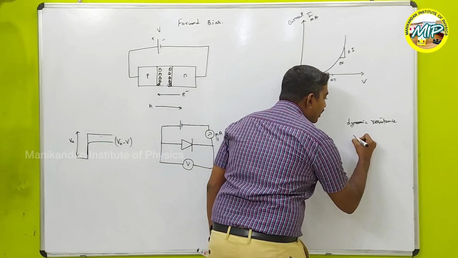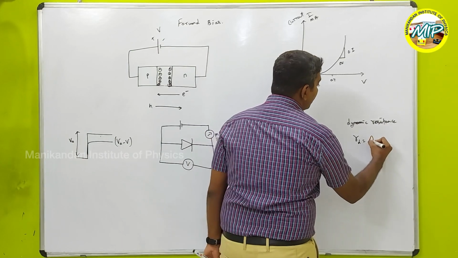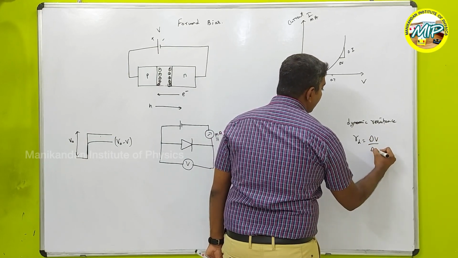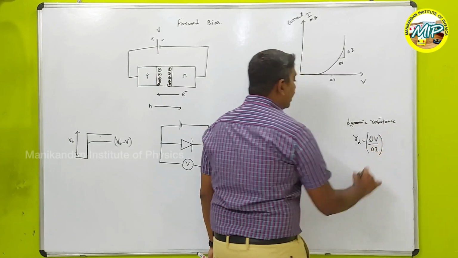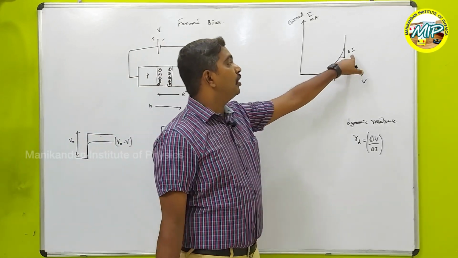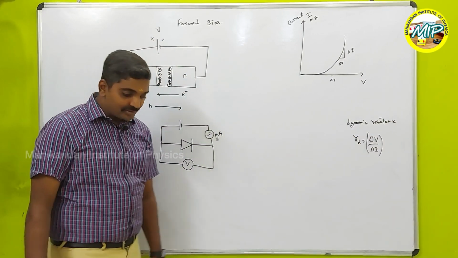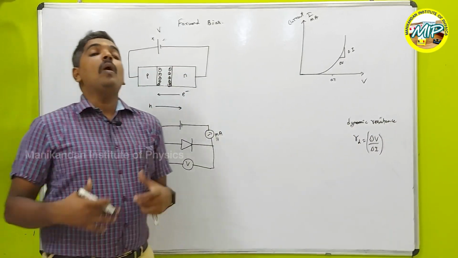So I can simply write R subscript d, equal to change in potential by change in current. V is equal to IR, R is equal to V by I. So from this slope, I can find the resistance. It's called dynamic resistance.